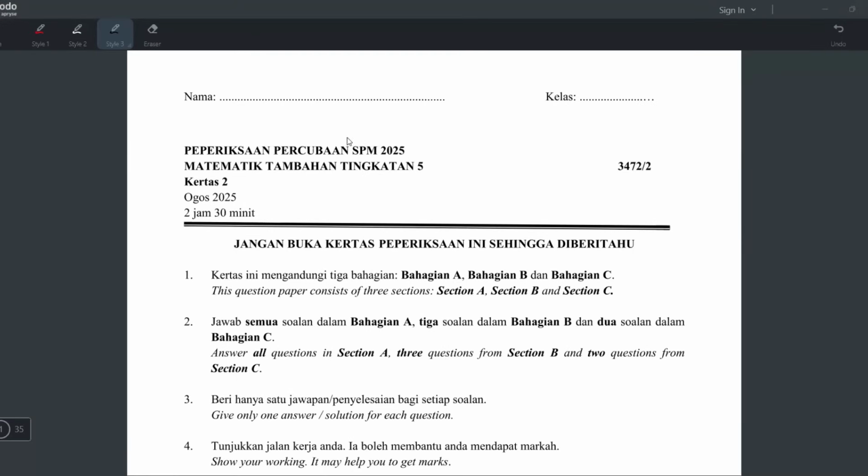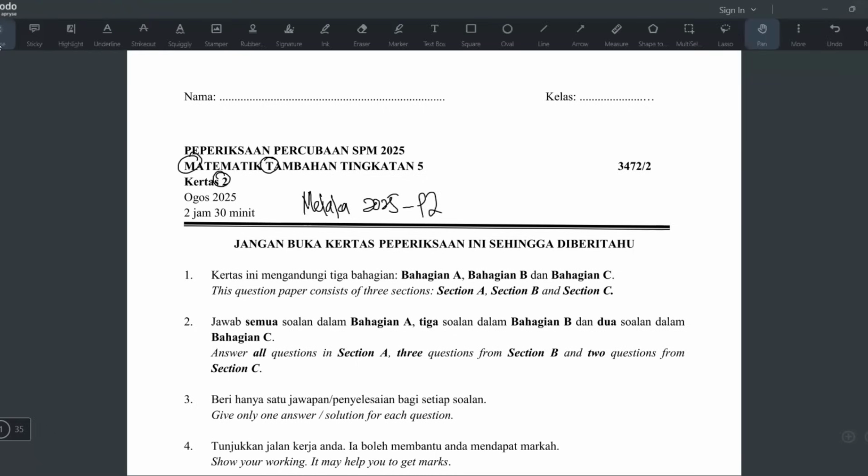Okay, I will do an Addmaths paper today. This is the Addmaths, Matematik Tambahan, Melaka Trial 2025 paper 2. I already did paper 1, so in this video I'm doing paper 2.